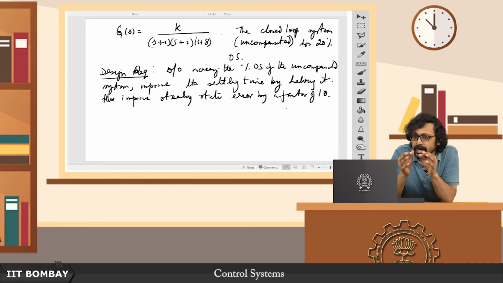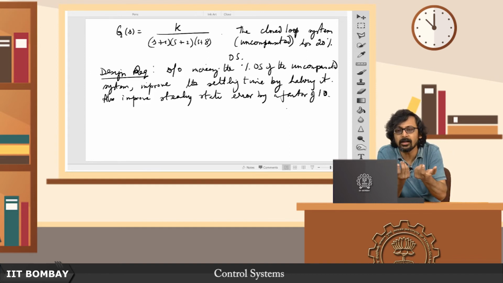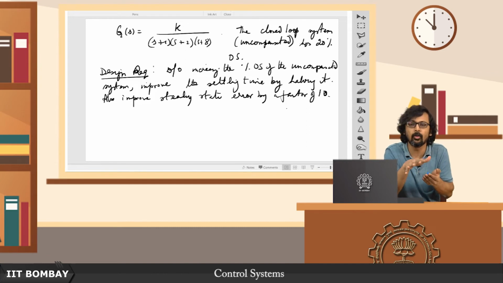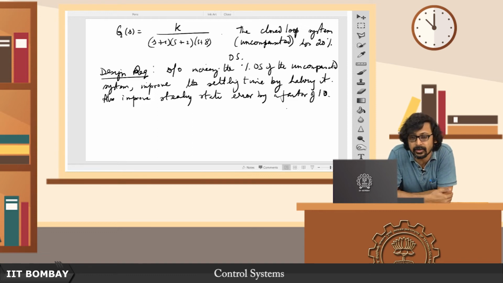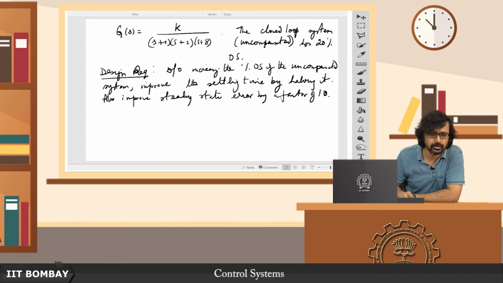In what sense? Now you have to analyze this uncompensated system and find out what its settling time really is. Only then will you know what half of that is, and try to meet it. You also have to figure out the steady state error of the uncompensated system, and reduce it by a factor of 10. So our first job is to draw the root locus for the uncompensated system.